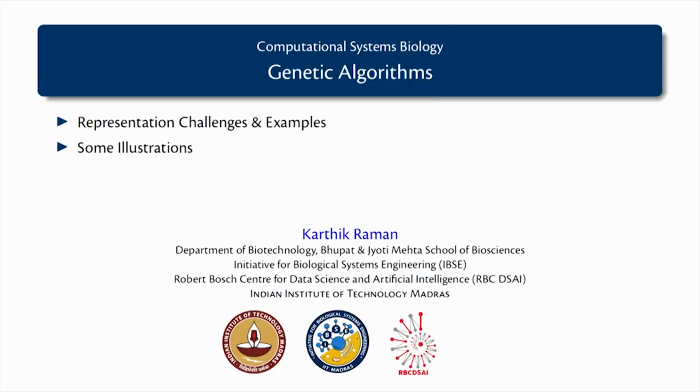In this video we will continue with our discussion on genetic algorithms, and importantly we will look at what are all the challenges in representing data so that it is readily amenable for a genetic algorithm, and we will also look at an illustration or a simple example to see how one can potentially use GAs and how they can lead to convergence to the desired minimum.